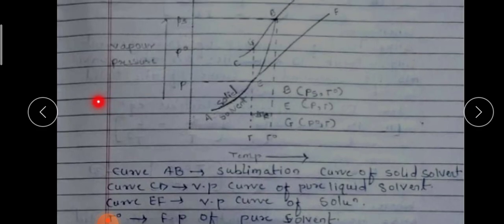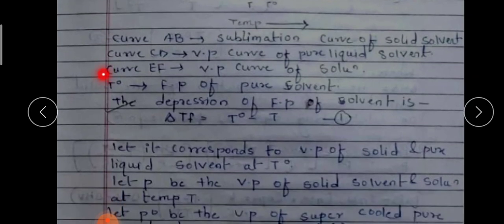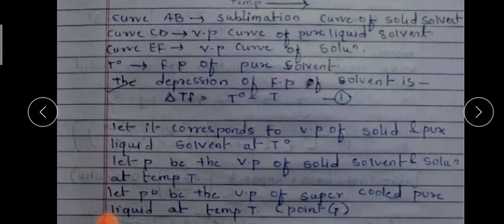T0 is the freezing point of the pure solvent. The depression of the freezing point of the solvent is given by delta TF is equal to T0 minus T. Because T0 will be greater and T will be less, there is a depression in the freezing point. Let the point correspond to the vapor pressure of the solid and the pure liquid solvent at T0. Let P be the vapor pressure of the solid solvent and the solution at temperature T.